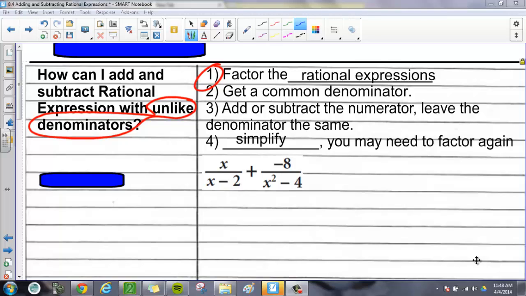Factor the rational expression. We're going to look at each part. We have this x. That's good to go. Can't factor that. x minus 2, good to go. Can't factor that. We have the minus 8. Can't really factor minus 8. Well, I guess we could break it up, but we'll just leave it like that.